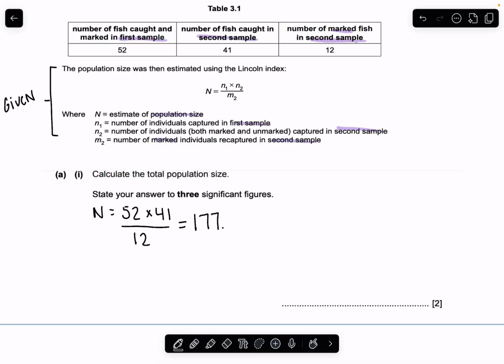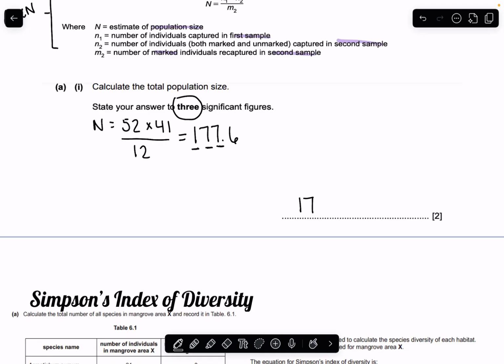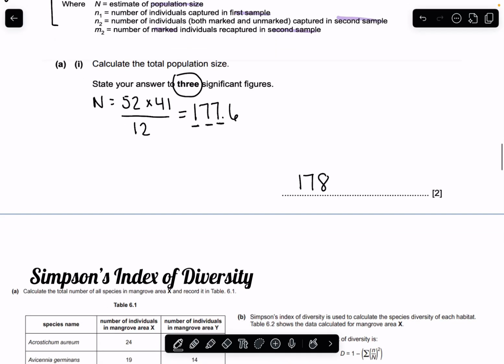177.6 repeated. So it says 3 significant figures, so we have 1, 2, 3. That means we're going to round this number to 178. No units required. Leave your answer, move on. Where are you getting your 2 points from? One is coming from your answer. The other is coming from correct number of significant figures.